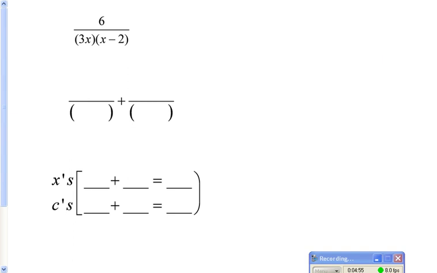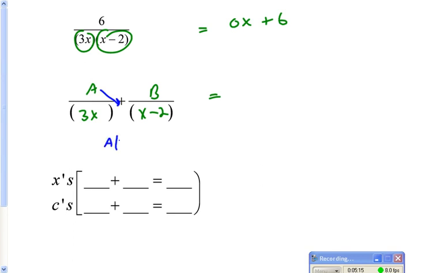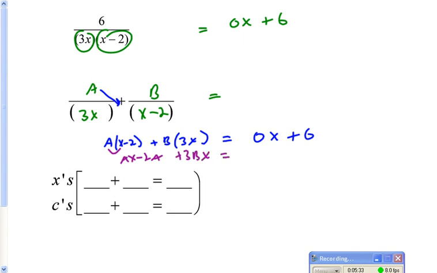I'm going to split them into fractions having a over 3x plus b over x minus 2, and my numerator when I get finished is going to be 0x's plus 6. Remember how we found our common denominator? My numerator is going to be a times x minus 2 plus b times 3x, and my numerator is also going to be 0x plus 6, ax minus 2a plus 3bx equals 0x plus 6.